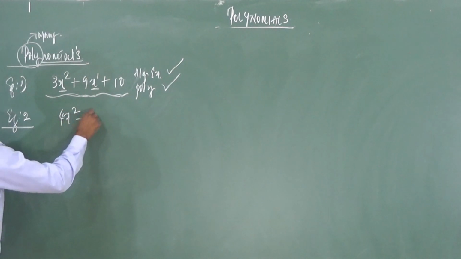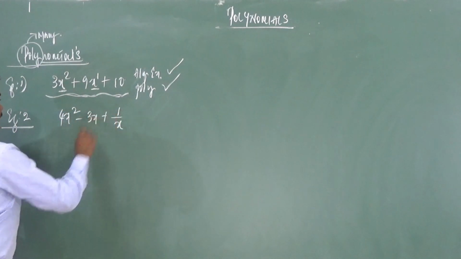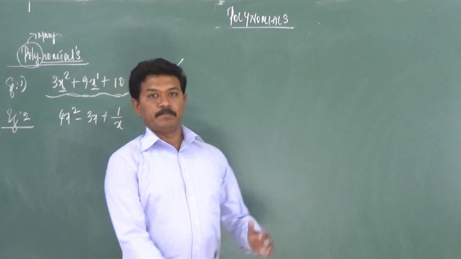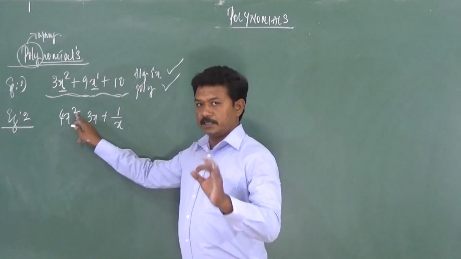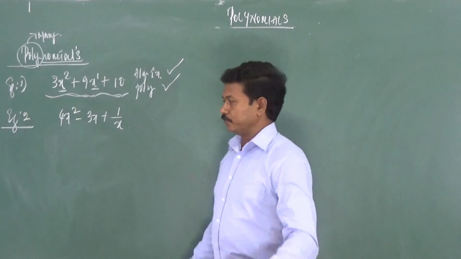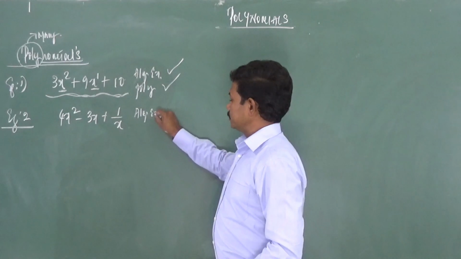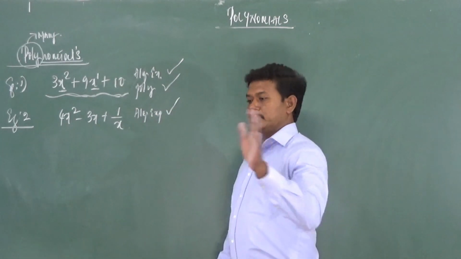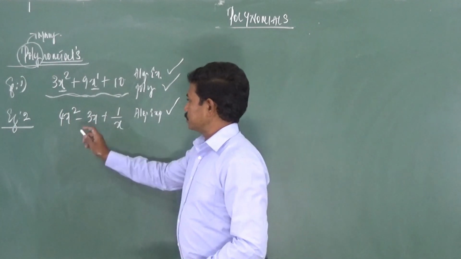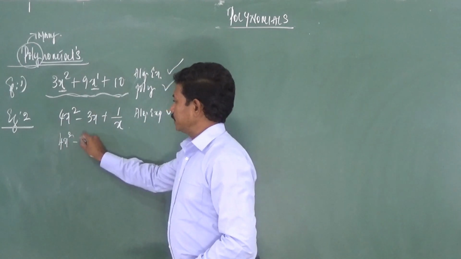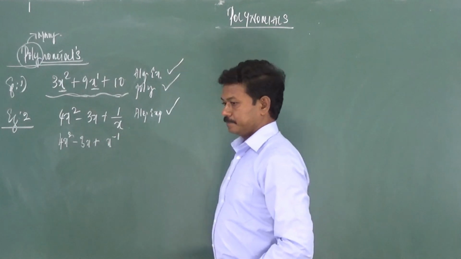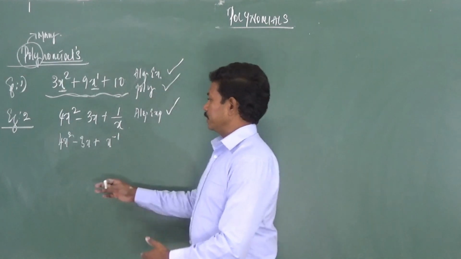4x square minus 3x plus 1 by x. It is an algebraic expression, no doubt, because 4x square is an algebraic term, minus 3x is an algebraic term, and 1 by x is also an algebraic term. Now, we have to check whether this algebraic expression is a polynomial or not. Let us check this out. I will rewrite this: 4x square minus 3x plus 1 by x can be written as x to the power minus 1.